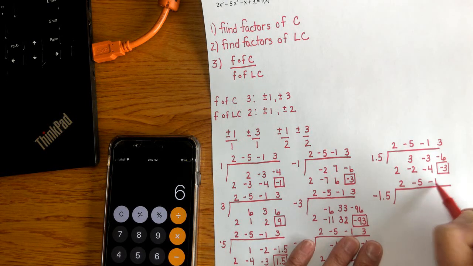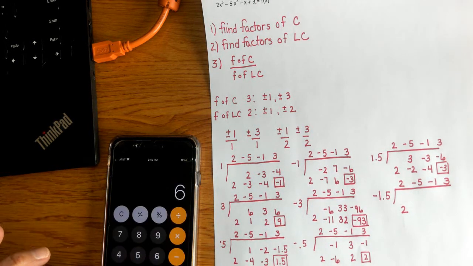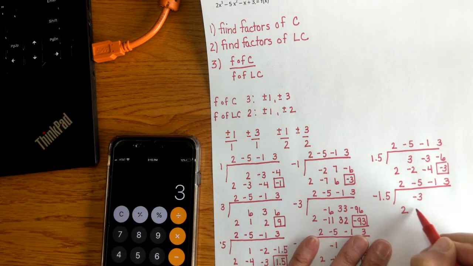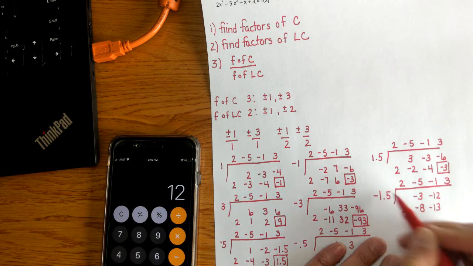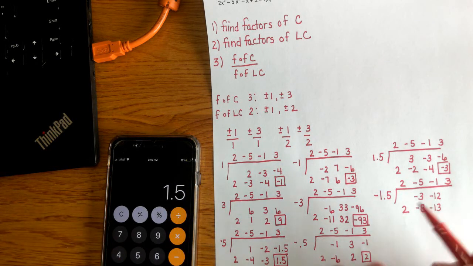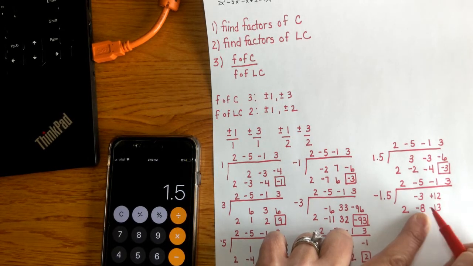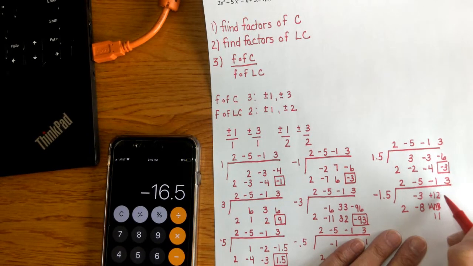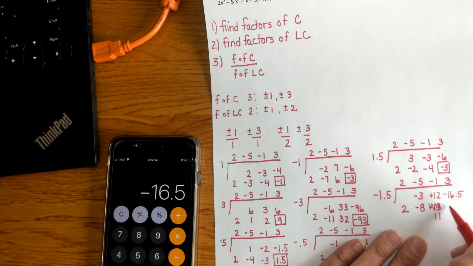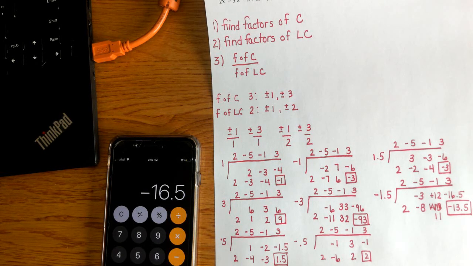2, -5, -1, and 3. I'm going to carry down my 2. 1.5 times 2 is 3, so it'd be a -8. 1.5 times -8 is -12. So -13. Oops, a negative and a negative, that should have been a positive. So that would be 11. 1.5 times 11 is 16.5, and that would be 13.5. And you notice none of them work. None of them are zeros. Remember, they were just considered possible. So in this case, you would have imaginary roots.